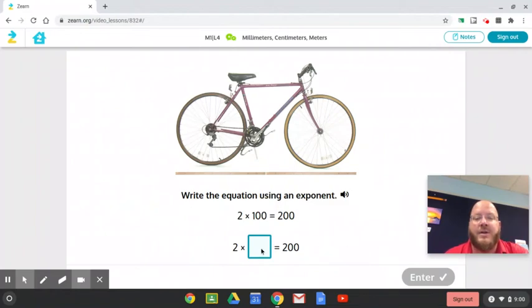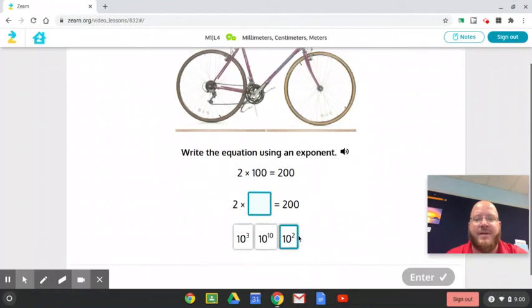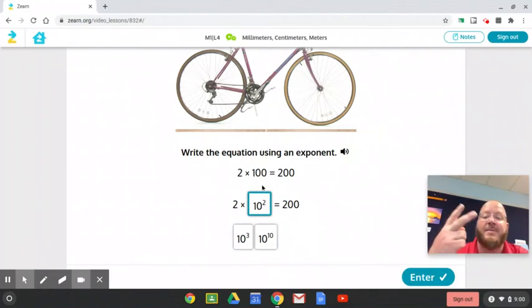Write the equation using an exponent. Oh, remember that means 10 to the something power. Well, if I have 2 zeros, that means 10 to the second power. I don't know how to write powers on here. Yes, ma'am. 10 to the second power, because 10 to the second power is 100, because that's 10 times 10. That 2 means you multiply 2 tens together.